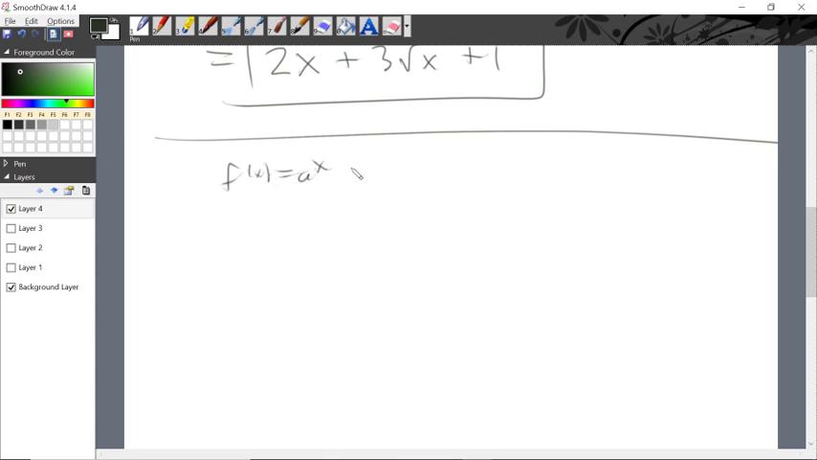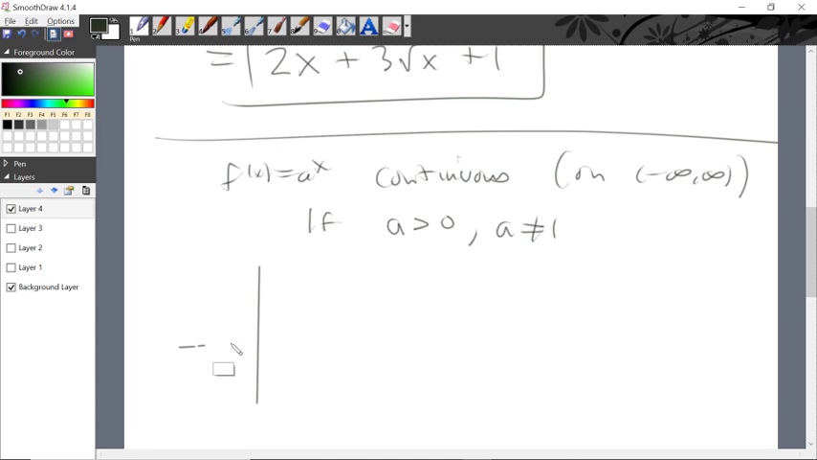f of x equals a to the x is continuous. In fact, it's specifically continuous on all real numbers, but it's continuous if a is greater than 0 and a is not equal to 1. So that would mean that we have the case where if a is greater than 1, we would have exponential growth. It would look like that, for instance, and this would be the point (0, 1), for example.